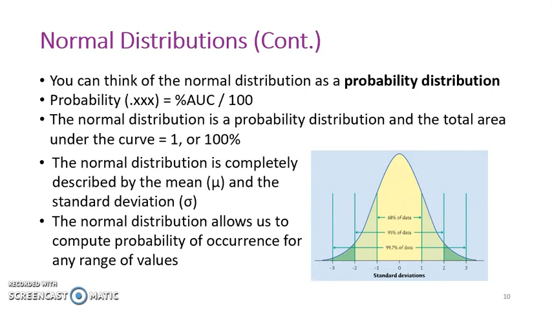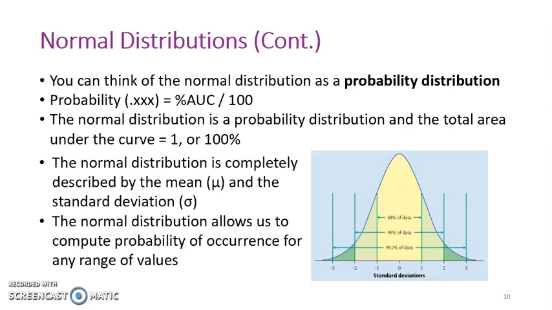The normal distribution is a probability distribution, and because it is, the total area under the curve is equal to 1. The distribution is completely described by the mean and the standard deviation. That is, the mean and the standard deviation characterize the shape and location of the normal distribution. Using the normal distribution, we can compute the probability of score occurrence for any range of values.